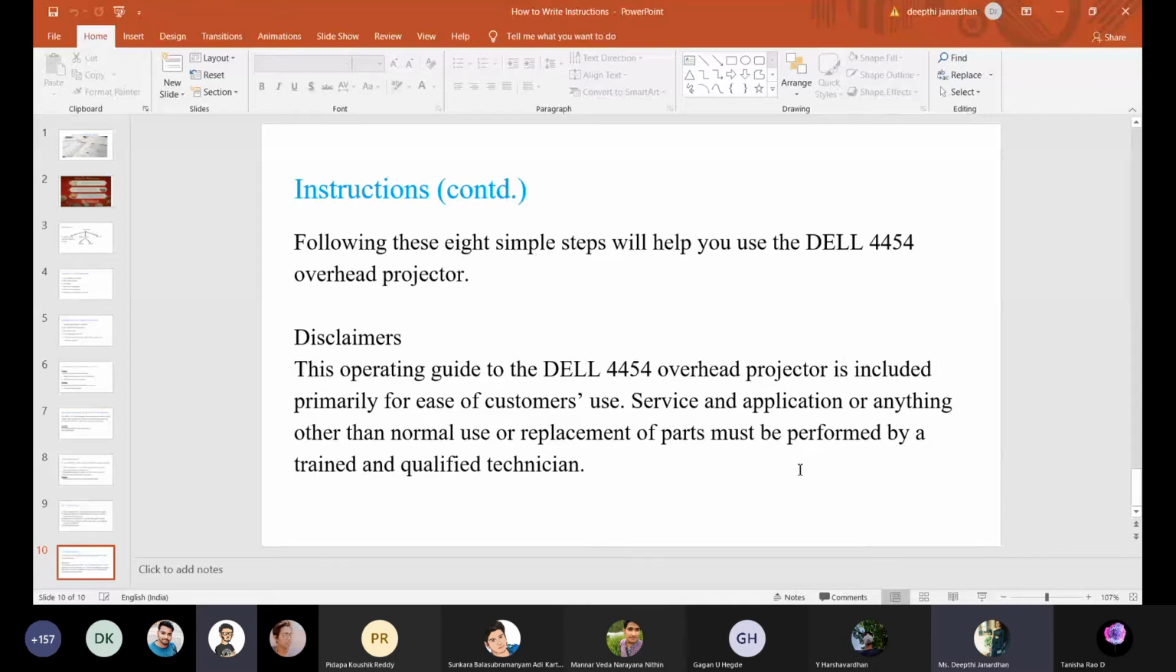Excuse me, ma'am. Yes, ma'am. I have another doubt, ma'am. In the disclaimer part, can we add one more sentence, ma'am? Like, if you get it repaired or serviced by some unqualified technicians or other third parties, then the warranty would not hold, or something like that. Yes, that is again a reminder for all of us.